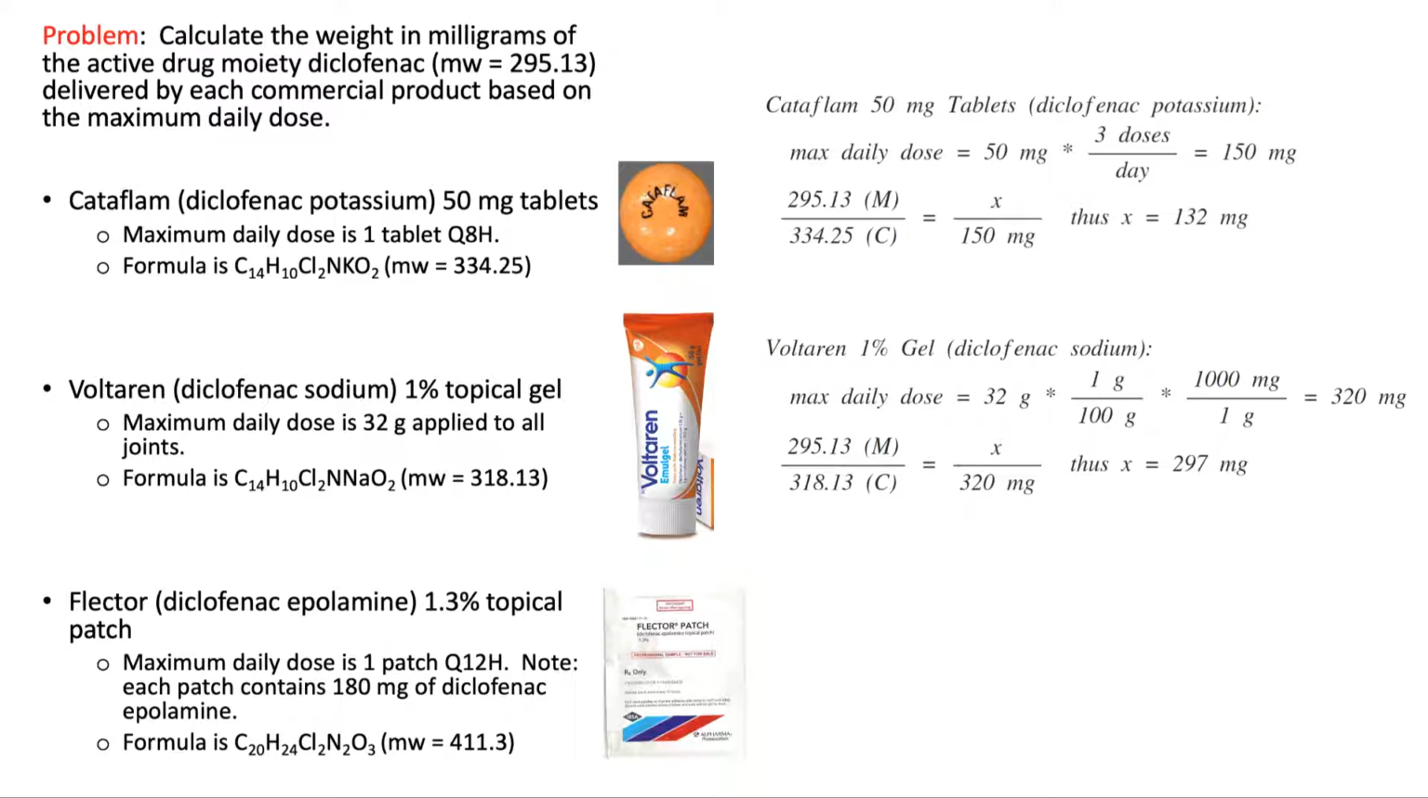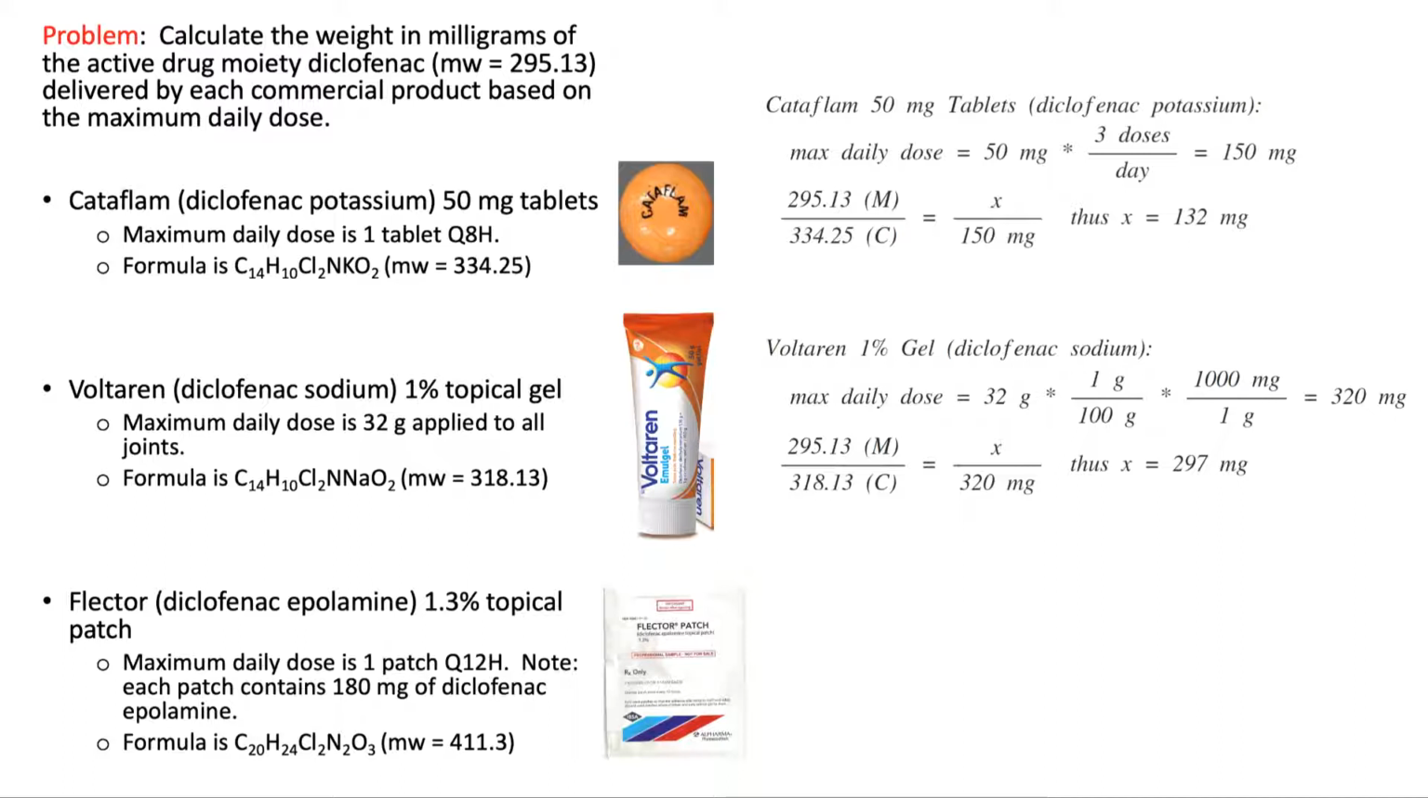So if 32 grams per day is the total per day, then to calculate the weight of the diclofenac sodium provided by that, we actually have to factor in its concentration, which is 1%. So 32 grams times 1% weight per volume would be 1 gram of diclofenac sodium per 100 grams of the gel. And then to convert that to milligrams, let's multiply grams by 1,000 milligrams per gram so the grams cancel.